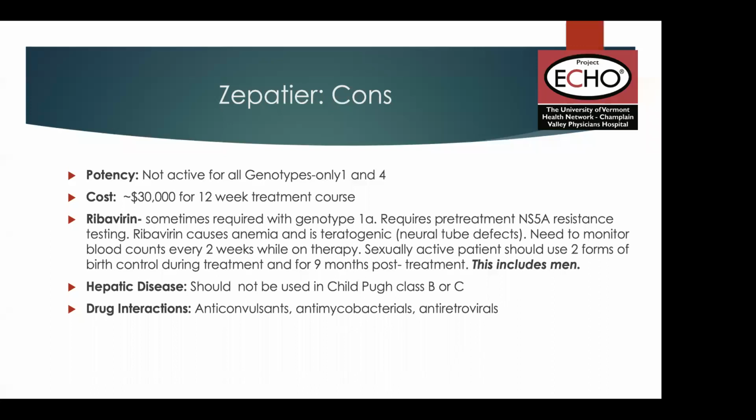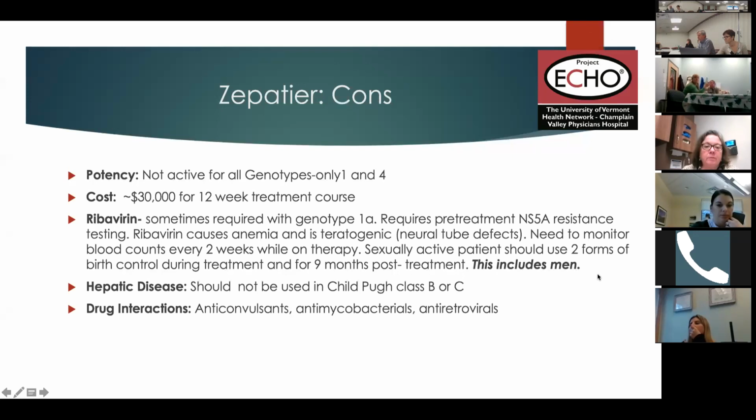And if you have genotype 1A, you have to do something called pre-treatment NS5A resistance testing. I didn't get into that with you in the clinical trials, but it turns out you have to do this NS5A resistance test, which is a blood test. And we actually have it at our site for you to see how to order it. About 1 in 10 people with genotype 1A will have pre-existing resistance to elbasvir. That's the drug that it's resistant to. And if you have that pre-existing resistance, then if you're going to use Zepatier, you have to combine it with ribavirin and treat for 16 weeks, not 12.